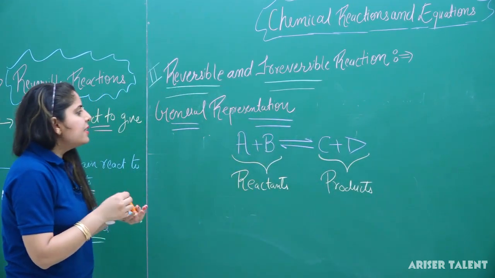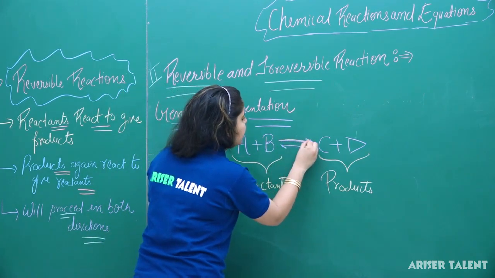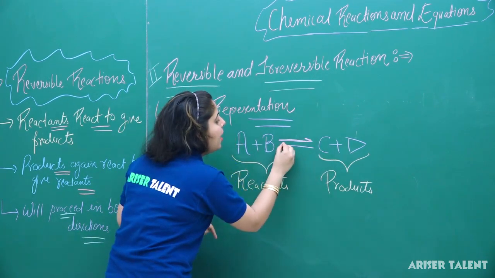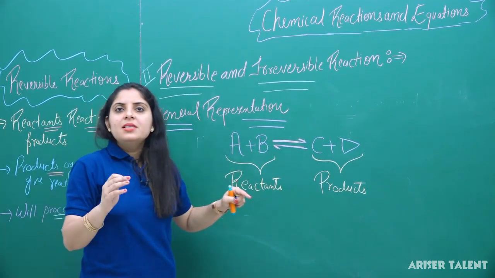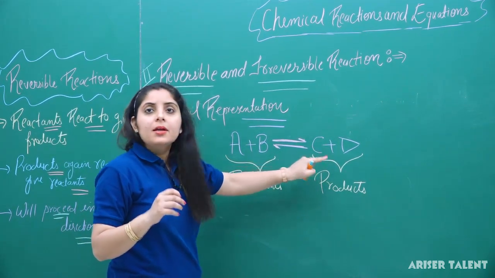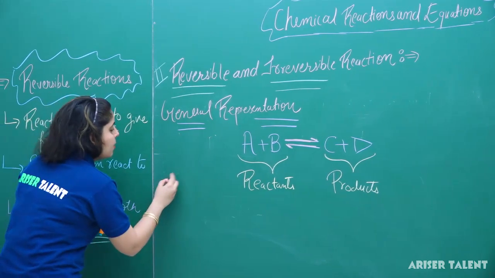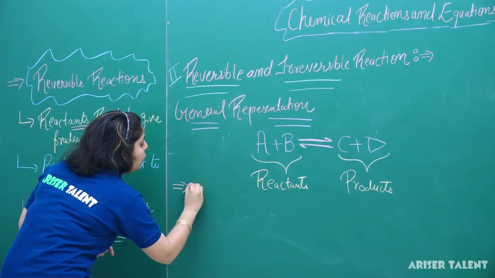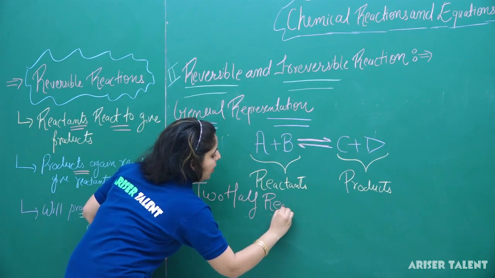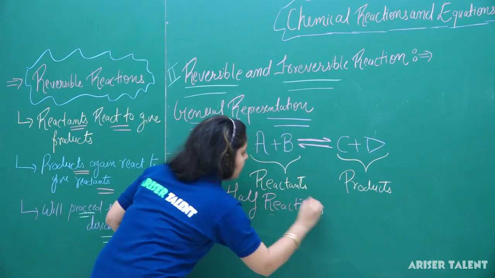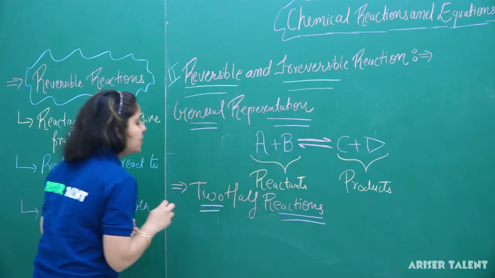Now what we see in this reaction, the reaction arrow proceeds in the forward direction and the other arrow is proceeding in the backward direction. It means firstly reactants react to give the product and again the product will give the reactants. So it is considered in the category of two half reactions. And the two half reactions will be forward reaction and backward reaction. We have two half reactions.